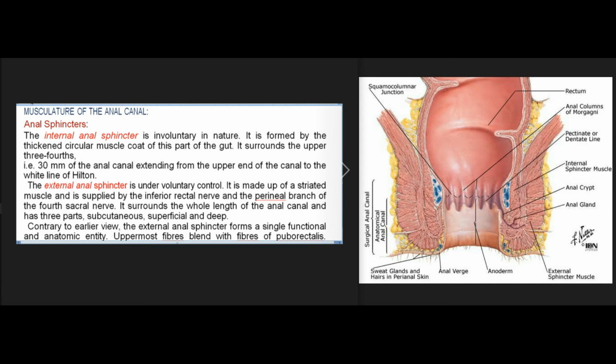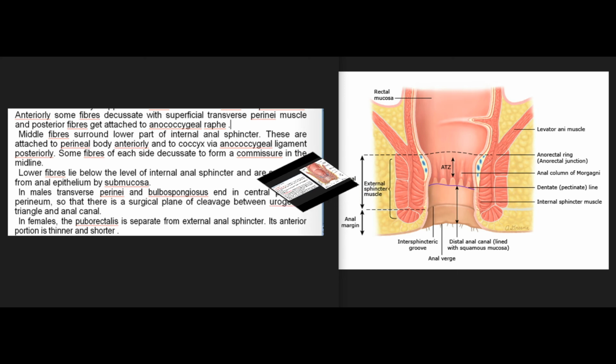It surrounds the whole length of the anal canal and has 3 parts: subcutaneous, superficial and deep. Contrary to earlier view, the external anal sphincter forms a single functional and anatomic entity. Uppermost fibers blend with fibers of puborectalis. Anteriorly some fibers decussate with superficial transverse perineal muscle and posterior fibers get attached to the anococcygeal raphe. Middle fibers surround the lower part of internal anal sphincter. These are attached to the perineal body anteriorly and to the coccyx via the anococcygeal ligament posteriorly.